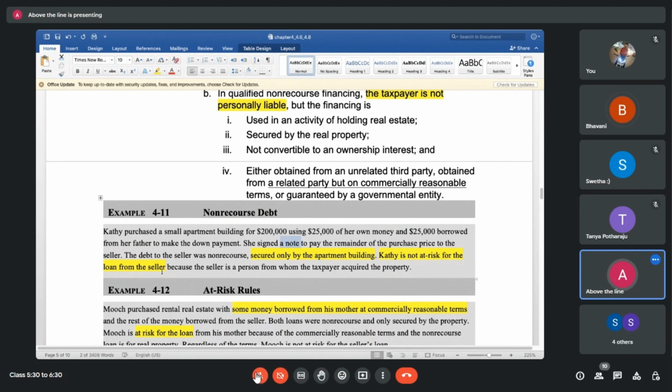Okay, go ahead. The debt to the seller was non-recourse, secured only by the apartment building. So one minute, stop. Non-recourse. Okay, Shweta, can you tell me why this is non-recourse? The debt to the seller is non-recourse.